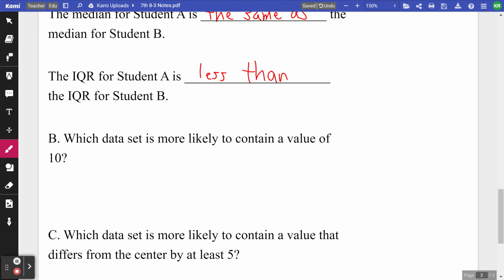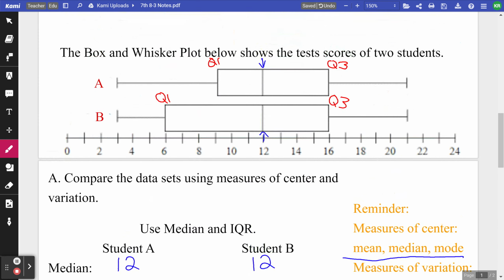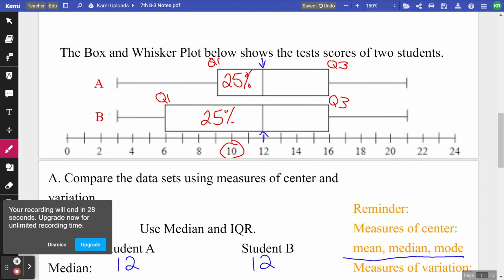Okay, now we have to ask the question, which data set is more likely to contain a value of 10? So this is an interesting question. So 10 is right here. And we could actually ask either of these, or we could say either one could contain it. But if you think about the idea that there's 25% in these boxes, there's 25% here, there's 25% here. So the more likely chance that a 10 is going to appear would be in student A, because that is going to be 25% of our amount.